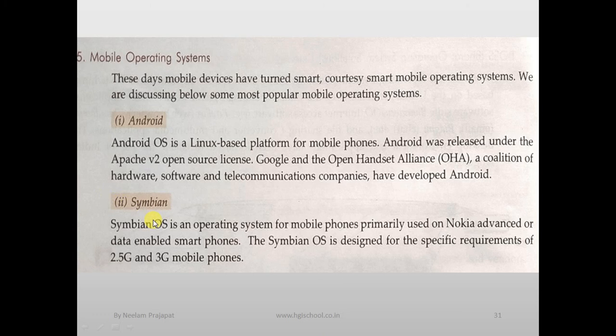mobile operating system is Symbian. Symbian operating system is an operating system for mobile phones. Earlier it was used in Nokia advanced or data enabled smartphones. The Symbian OS is designed for the specific requirements of 2.5G and 3G mobile phones.